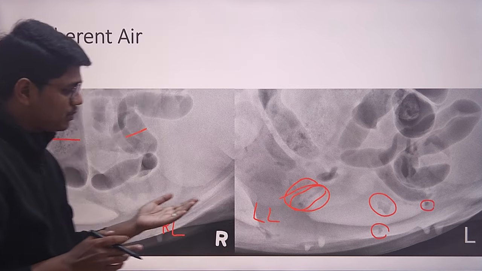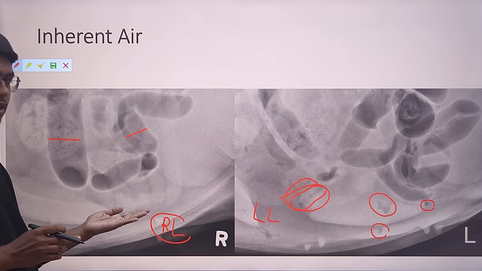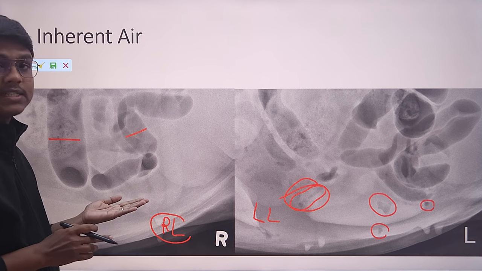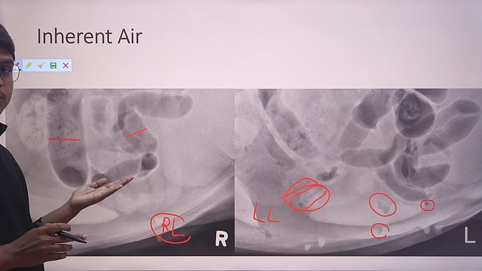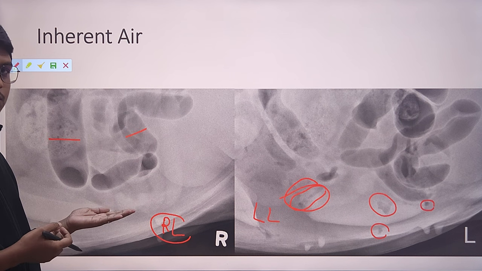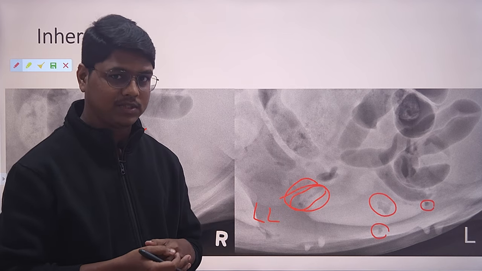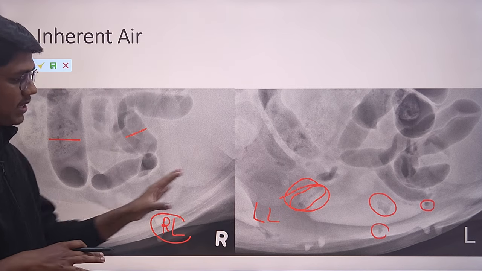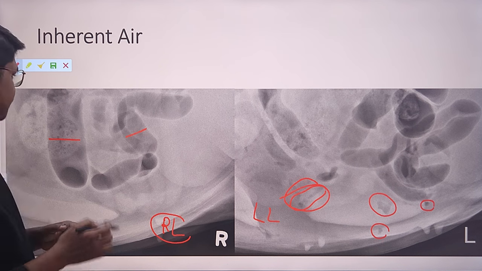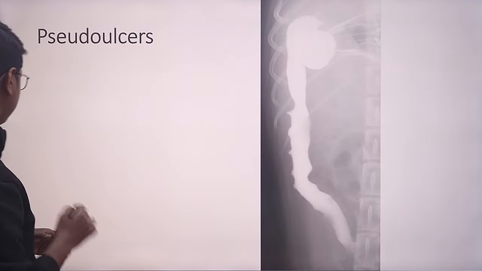When you change the views, suppose you take only right lateral, there isn't any pathology, or you may not diagnose intestinal perforation. Okay, so we may give barium. Suppose you want to do further studies, you may give barium, which might have complicated things if you had not taken the left lateral view. That is the importance of taking different views, and the inherent air can help you diagnose.